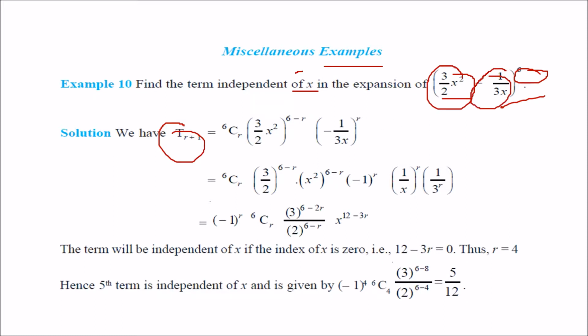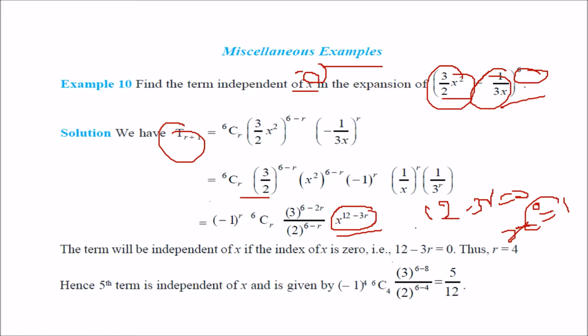Now just take the constant term on one side, and x to the power on the other side, because we want the term independent of x. So this power of x is 12 minus 3r, and 12 minus 3r needs to be 0. Why? Because it will make x to the power 0, which gives you 1. So it is independent of x. You will not find x here. So 12 minus 3r equal to 0, r gives you 4. Just place r here and you can find out the value, like 5 by 2. So this is the expansion.